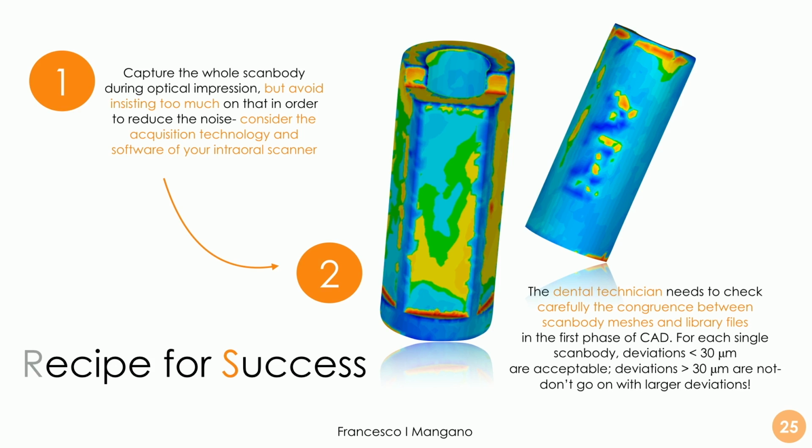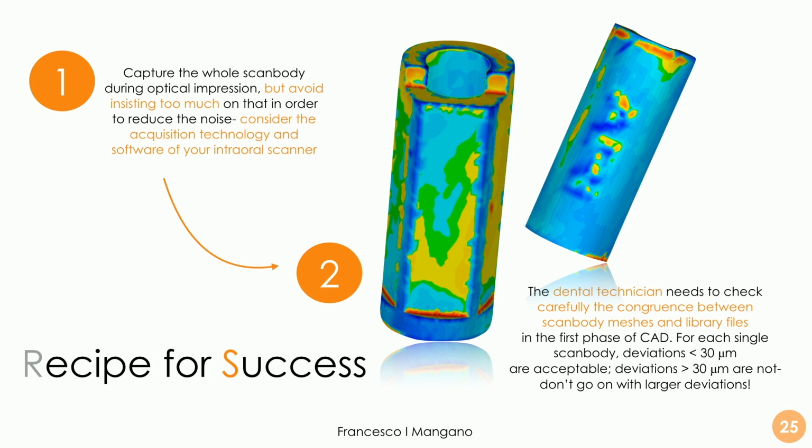Anyway, one piece of information that is very important: the dental technician needs to check carefully the congruence between the scan body meshes and the library files at the very early phases of the computer-assisted design inside the exocad, and for each scan body, deviations that are less than 30 micron are acceptable clinically. Deviations that are more than 30 micron should not be considered acceptable, particularly in the full arch case. If I have a congruence that is less than 30 micron, it's okay. If I have a mean deviation that is more than 30, 40, 50, 60, then I don't need to go on with planning because I will have trouble clinically in terms of precision, particularly in the full arch.